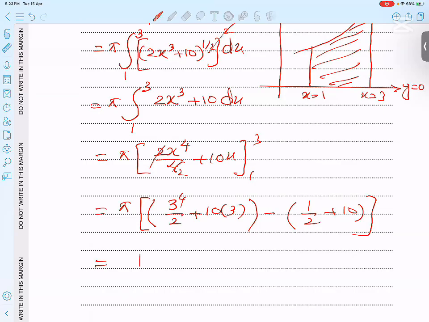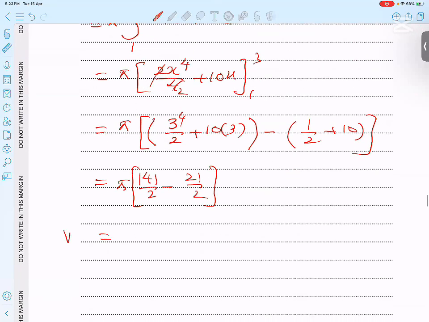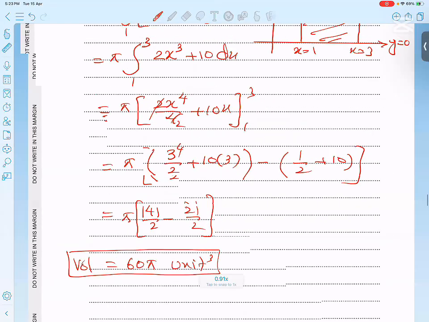Giving us 141 over 2, and 10 plus 1/2 is 21 over 2. And 141 over 2 minus 21 over 2, we got 60, and pi remains outside. So the volume we get here is 60 pi unit cube. And I hope the point is very clear.